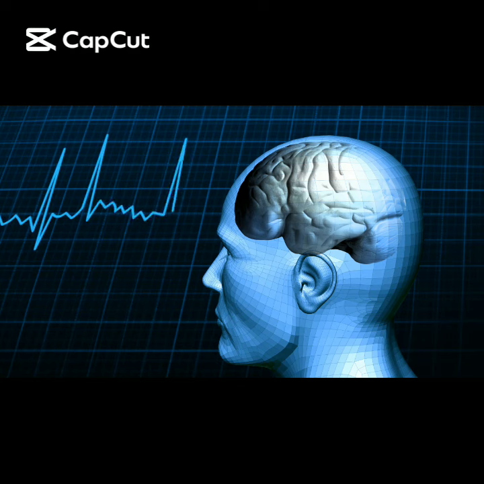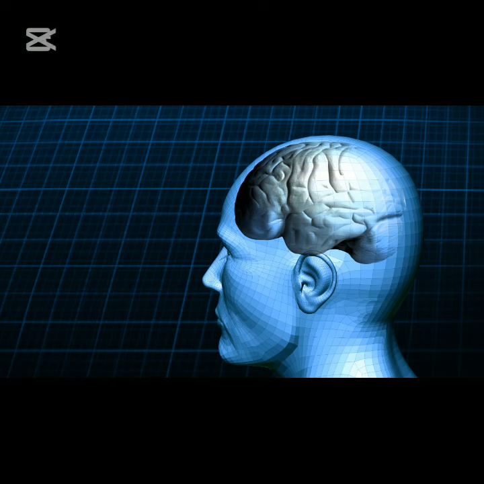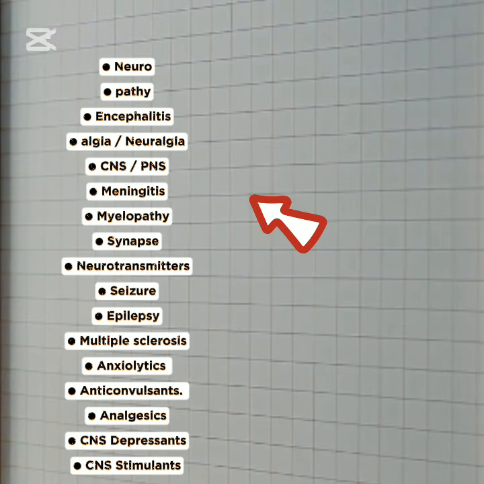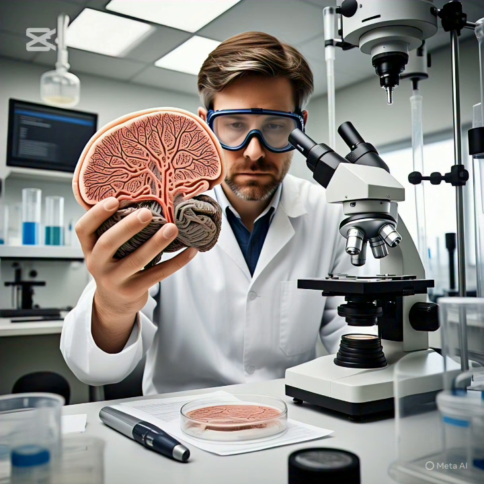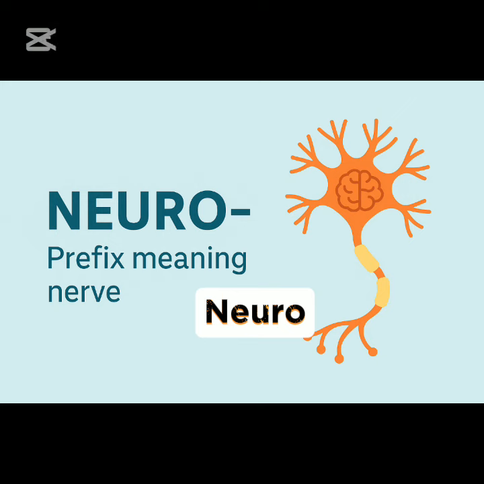Welcome to your quick guide on nervous system medical terminology. Whether you're studying pharmacology, neurology, or working in patient care, this guide will help you master essential terms related to the nervous system. Let's start with the basics. Neuro means nerve. For example, neurology is the study of the nervous system.